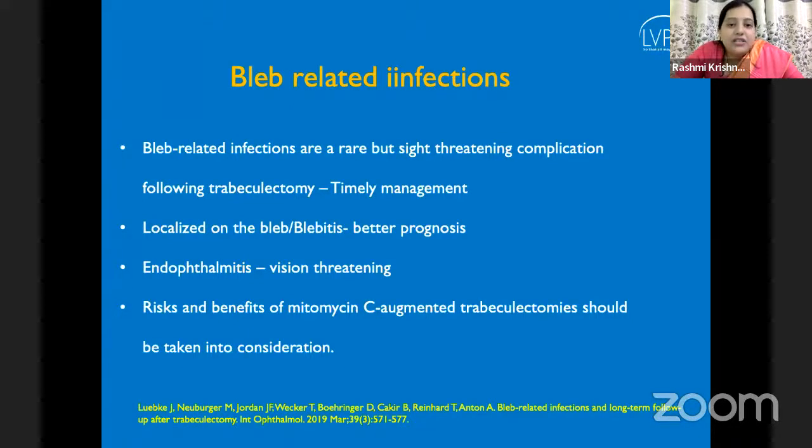Bleb-related infections are rare, but they are sight-threatening following trabeculectomy. Timely management is very important, based on whether it is localized or endophthalmitis. Localized blebitis has a better prognosis, and endophthalmitis is vision-threatening. And the risks and benefits of mitomycin C augmented trabeculectomies should be taken into consideration. Thank you. Thank you very much.